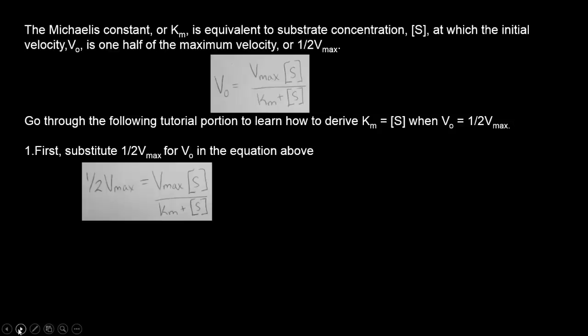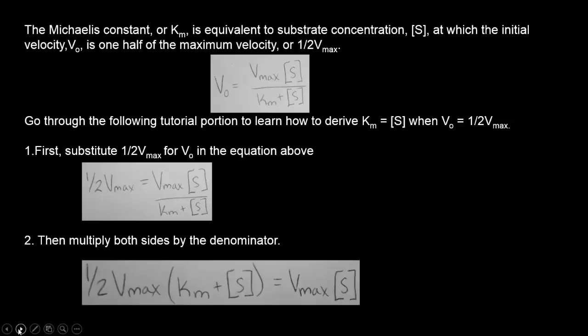What do you get? You should have gotten 1/2 Vmax equals Vmax times the concentration of the substrate over Km plus the concentration of the substrate. The next step is to then multiply both sides by the denominator. What do you end up with? You should have gotten 1/2 Vmax times Km plus the substrate concentration equals Vmax times the substrate concentration.